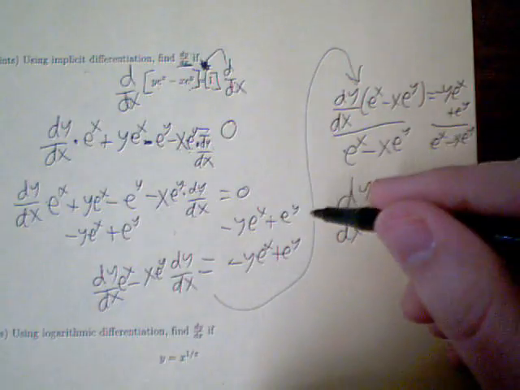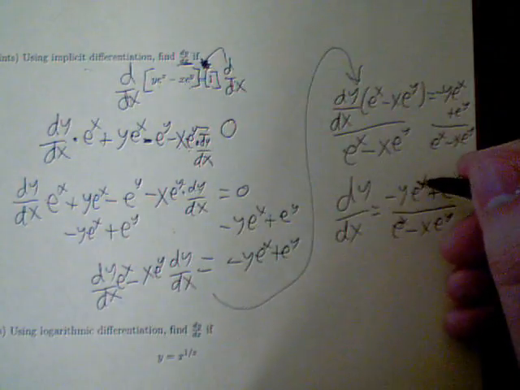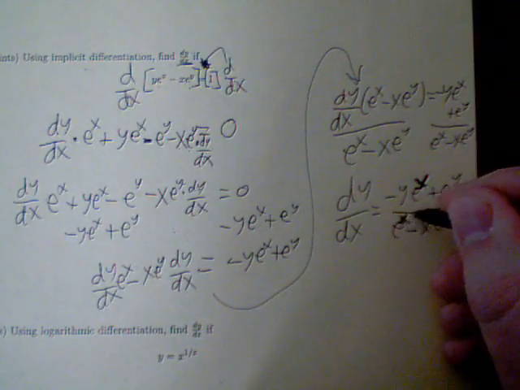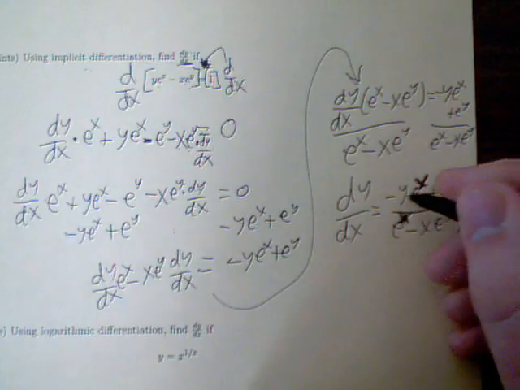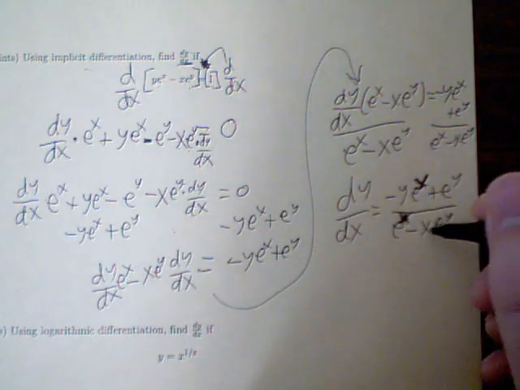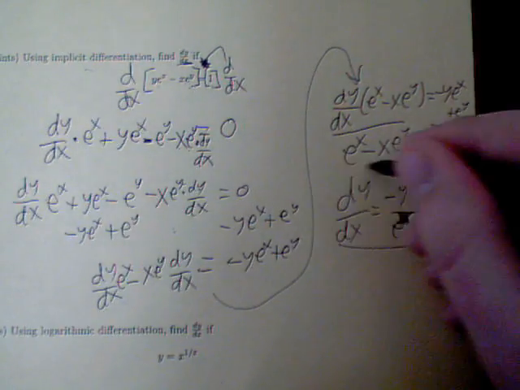And here I've got dy/dx equals something. Sure, I've got both x's and y's over here. Let me make sure they're legible. So dy/dx equals negative y e to the x plus e to the y, over e to the x minus x e to the y. That is the answer.